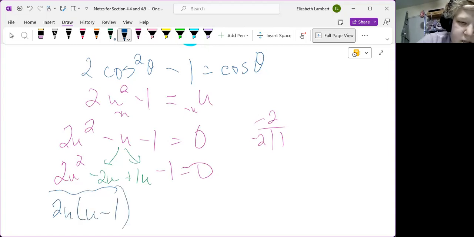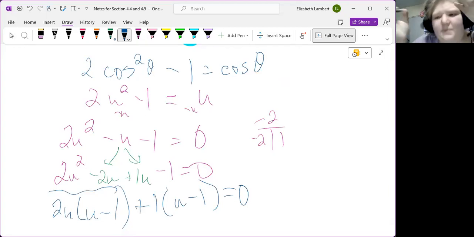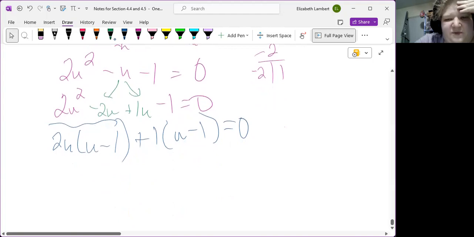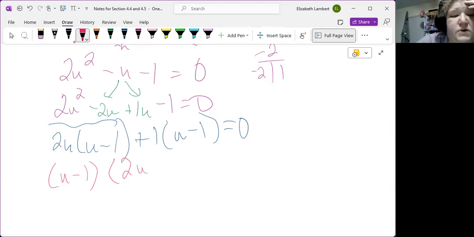U minus 1. They have nothing in common, so I put a 1 as a placeholder, u minus 1. Technically things that have nothing in common always have a 1. It's just, most of the time writing that 1 isn't helpful. This is one of the few times where it actually is. And then our common u minus 1, and then the leftovers 2u plus 1.